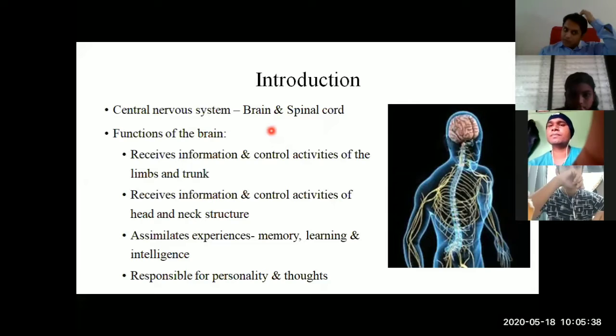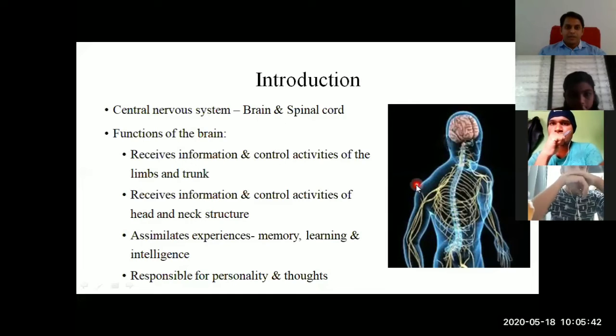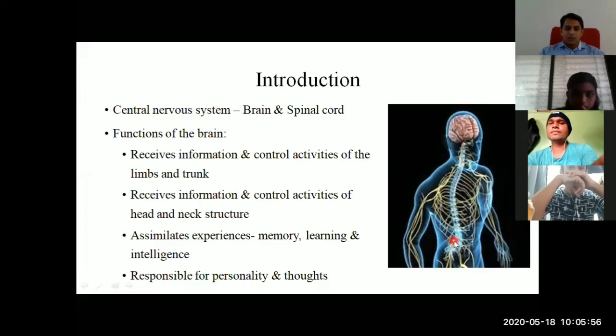Okay, so let us see what the functions of the brain are. The brain is concerned with receiving information and controlling the activities of the limbs and the trunk through the spinal cord. It also helps in receiving information and controlling the activities of the head, neck, and face region through, obviously, the cranial nerves. And where is the nucleus of it located? It is located in the brain stem.